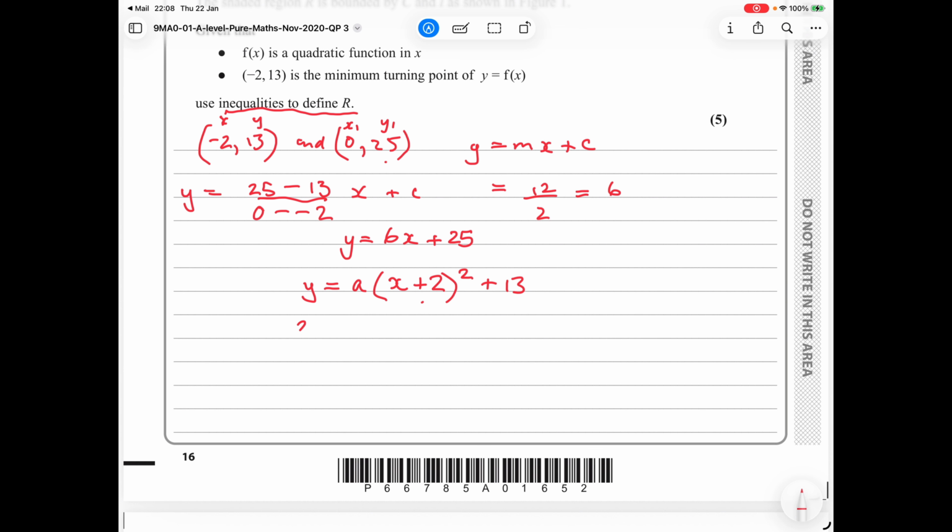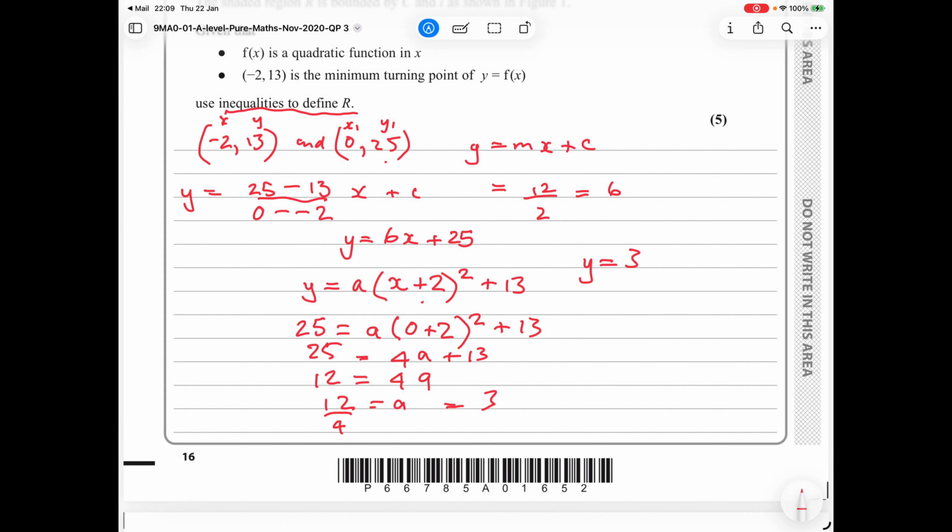So that means we say 25 equals a(0 plus 2) squared plus 13. And we know 25 equals, so 2 squared is 4, so 4a plus 13. Take 13 off both sides, we get 12 equals 4a, and so a equals 12 over 4, which equals 3. So we now know that y equals 3(x plus 2) squared plus 13.